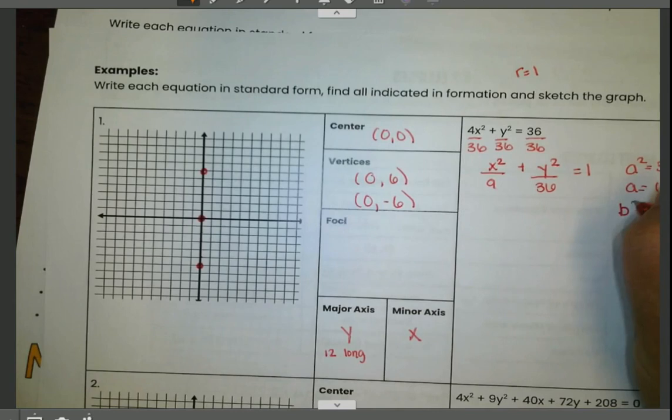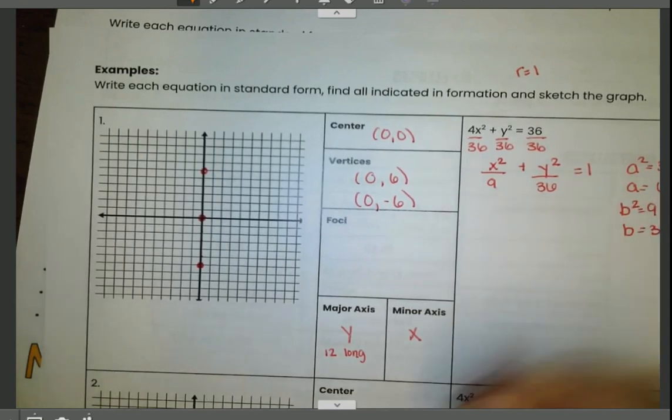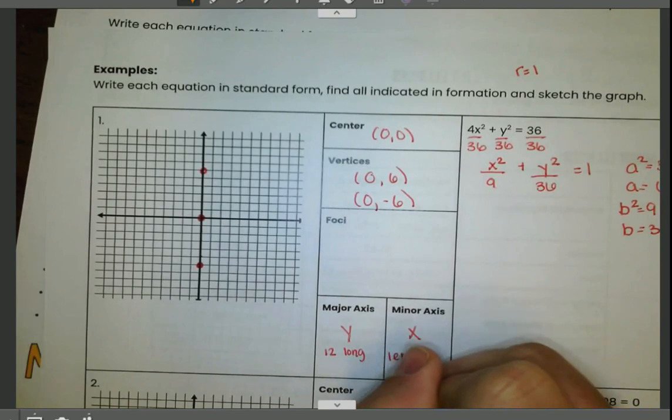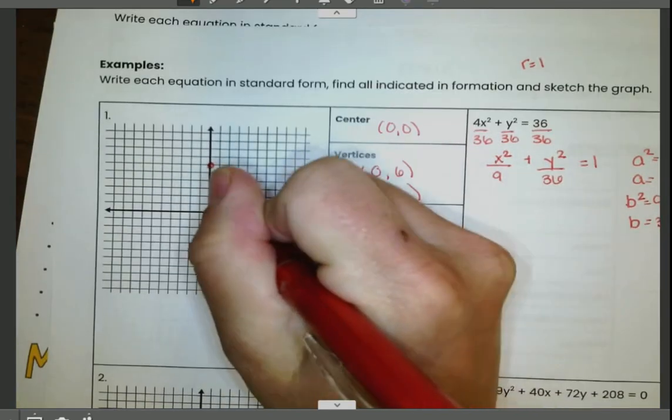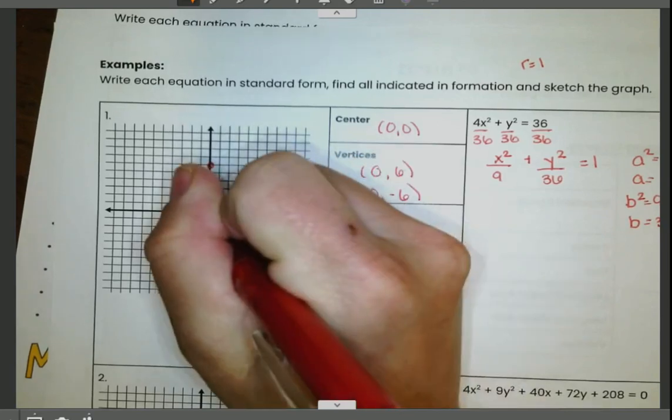The minor axis is going to be b squared is 9, so b is 3. So we'll have a length of 6. So that means we're going to count 3 in each direction.